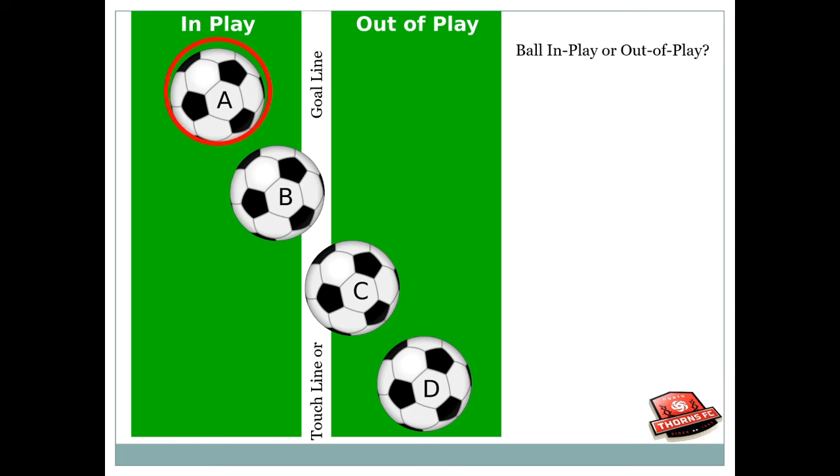So the next one's a little bit more challenging. Ball B is touching the touch line. Is it in play or is it out of play? And here, ball C is touching the touch line, but is also touching the play which is outside of the touch line. Is it in play or is it out of play?